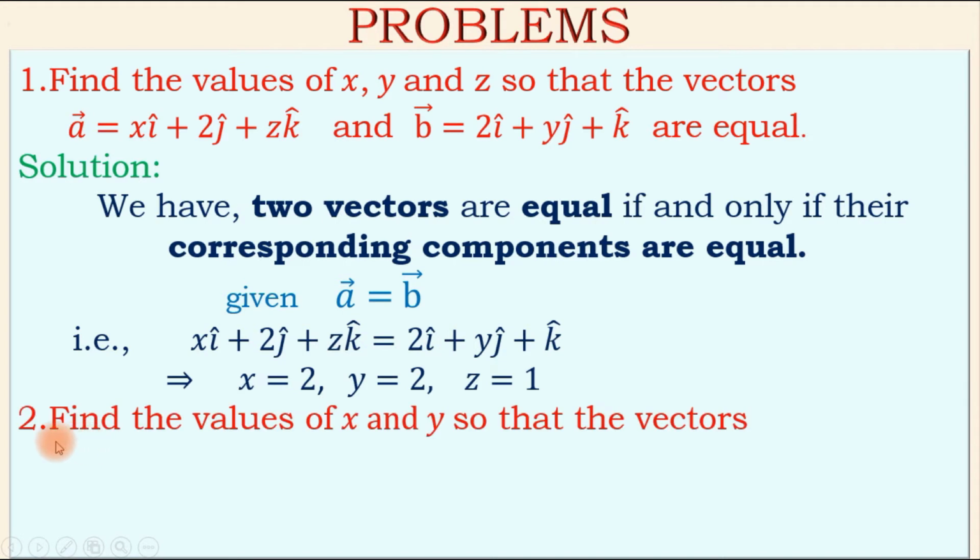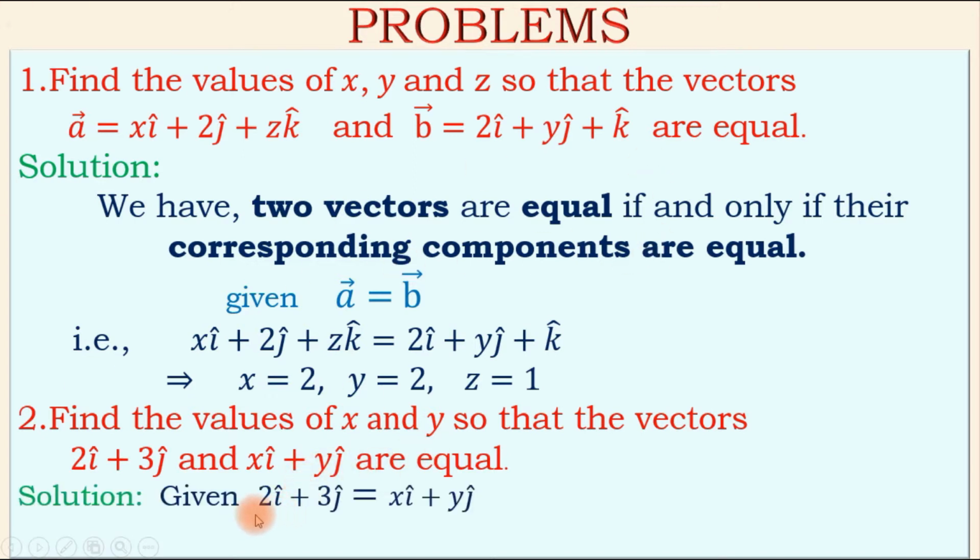Next, problem number 2, find the values of x and y so that the vectors 2i cap plus 3j cap and xi cap plus yj cap are equal. That means given these two vectors are equal, 2i cap plus 3j cap equals xi cap plus yj cap. This means x is equal to 2 and y is equal to 3.